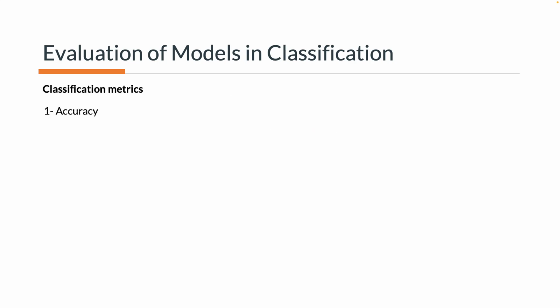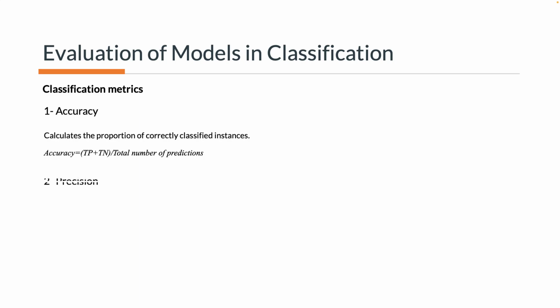So the metrics that we have for evaluating the classification models is first accuracy, which calculates the proportion of correctly classified instances. Simply, it is the total number of true positives and true negatives to the total number of predictions.